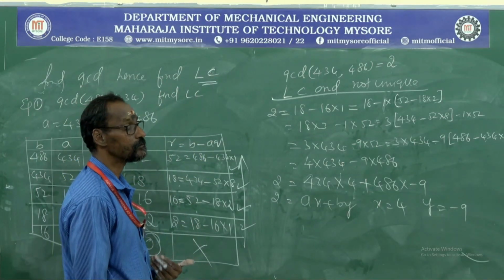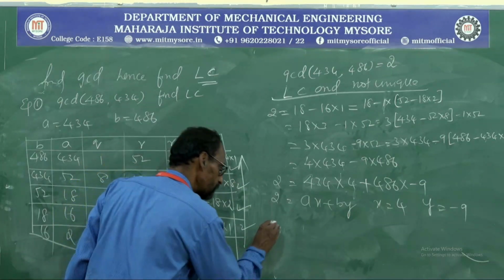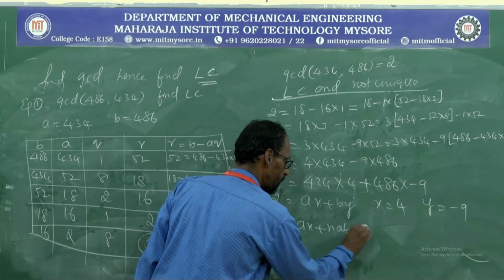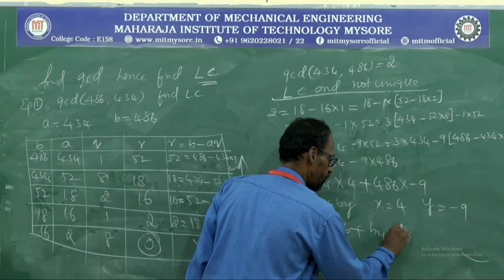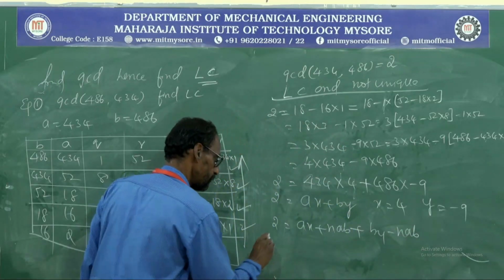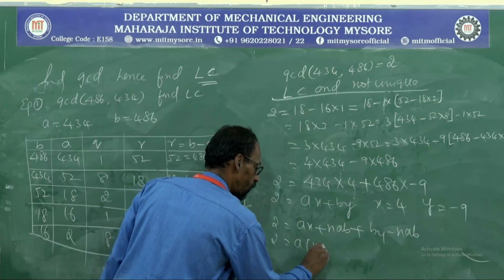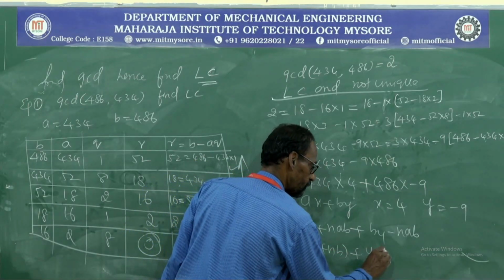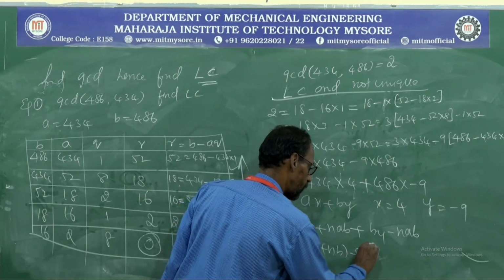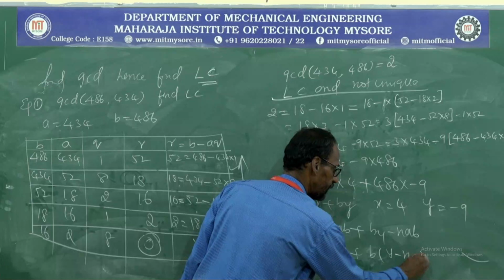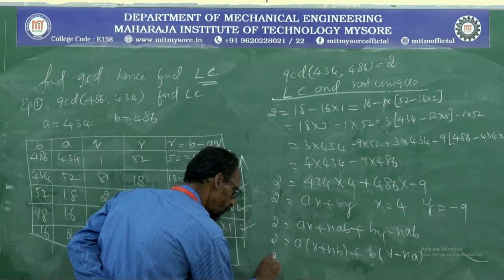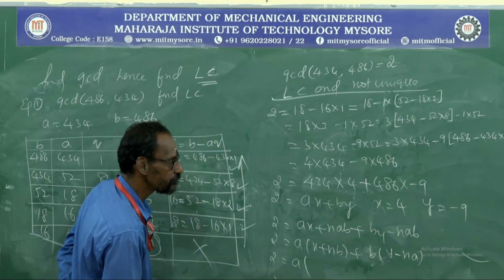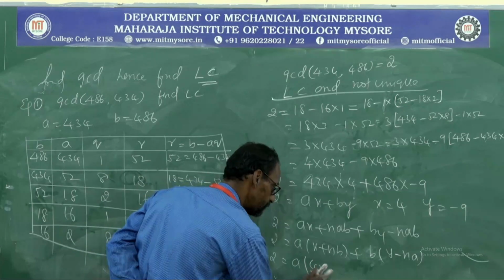I want the non-uniqueness proof. Very simple. 2 equal to ax plus n into ab plus by minus n into ab. Now I can take a common and b common. We have not y common, it is b common. We have y minus n into a. So you can do it now. 2 equal to a times, what is the x value? It is 4 plus n.